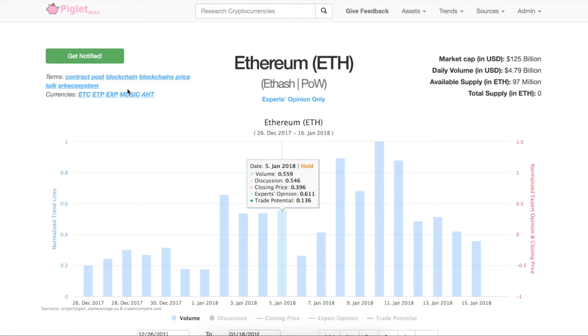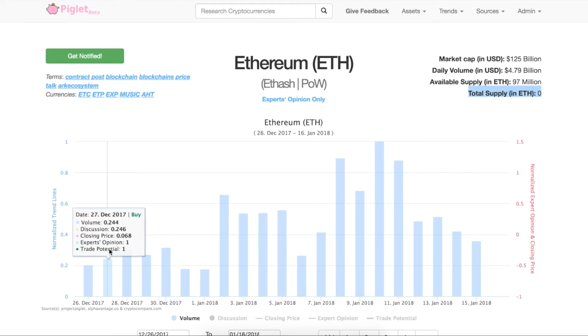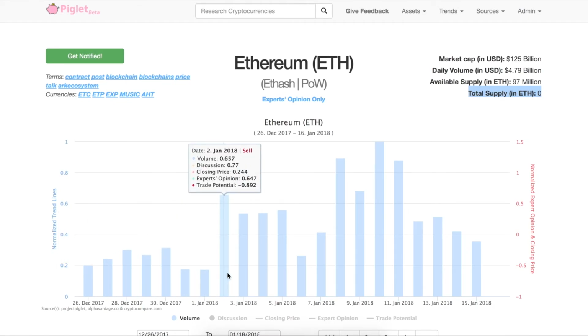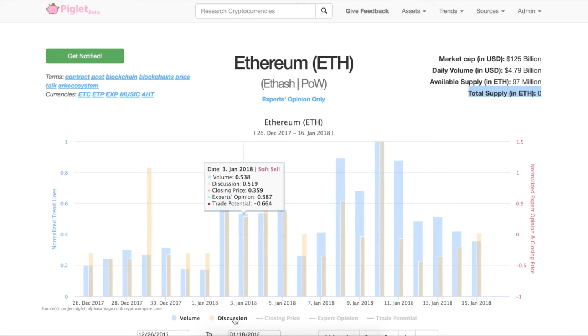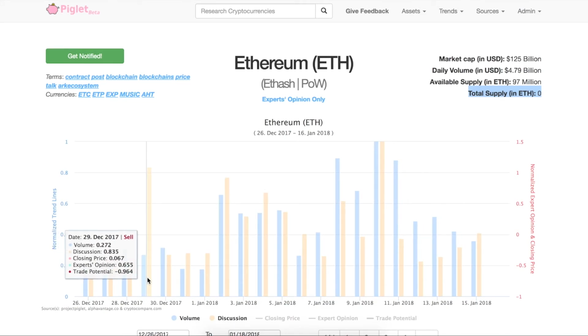We have related currencies off to the left, terms related to the Ethereum blockchain, and then the market cap, daily volume, available supply, and then total supply of Ethereum. If we look here at the graph, we're currently looking at volume, and that's the daily volume by dollar spent or purchased in and out of the currency. And then we'll add discussion in here, and that's the number of discussions that we are seeing being piped through a system related to Ethereum.